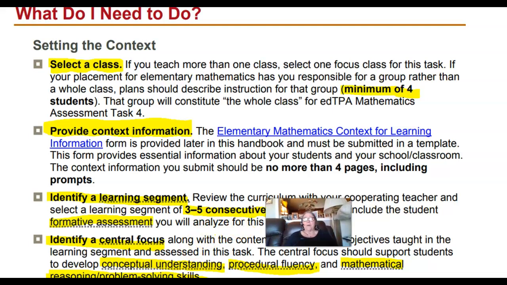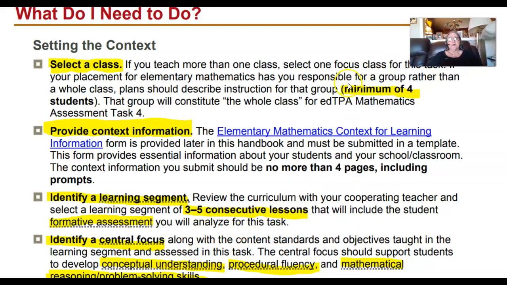So at this point, by the time you're writing your task for commentary, you will have selected a class. This can be a different class than the class you used in Tasks 1, 2, and 3. You need to have a minimum of 4 students. If you are just describing the instruction of that group, that can be considered the whole class for your context for learning for math. But if you are teaching the whole class, then your context for learning should reflect that whole class.